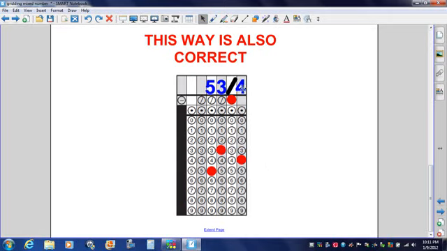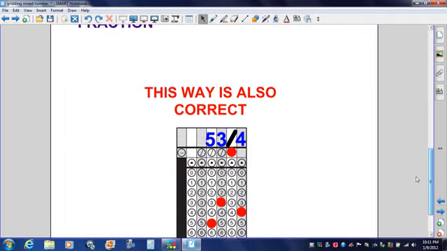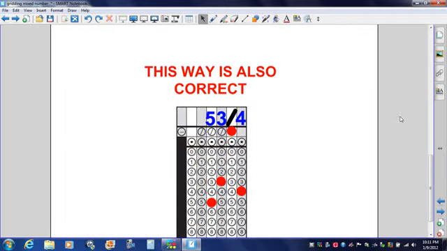I could put the 4 in the box all the way to the right, then my fraction bar, and then 3 and 5. So you can put it on the left. Do not put it in the box with a negative sign, or you can put it all the way to the right. Both ways are correct.